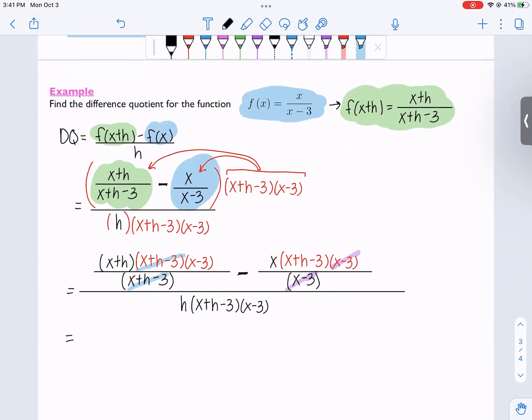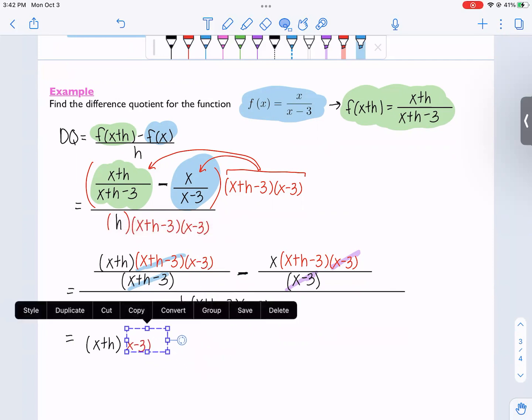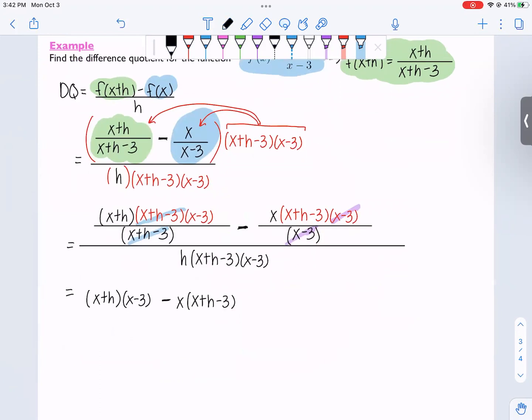What I'm left with: this x plus h, he's still there. I'm left with this x minus 3. They are still there. Minus, that's the same minus. These guys, that's all that's left there. And then the denominator.